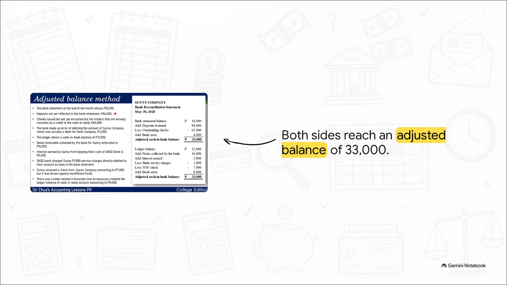And here is the thrilling conclusion, using the adjusted balance method. Notice how on the bank side of the equation, we start with the 10,000 and adjust for their blind spots, like adding in a massive $84,000 deposit in transit. Then on the ledger side of the math, we start with the 12,000 and adjust for our blind spots, like subtracting out service charges. And would you look at that? Both sides calculate down perfectly to a true adjusted balance of 33,000. Case closed, the mystery is solved.